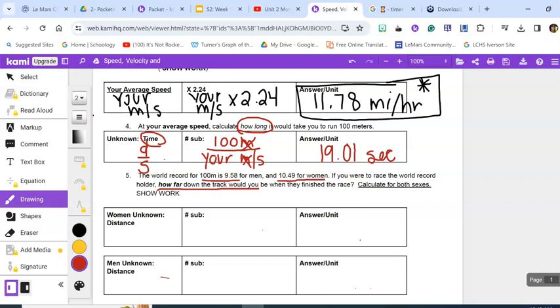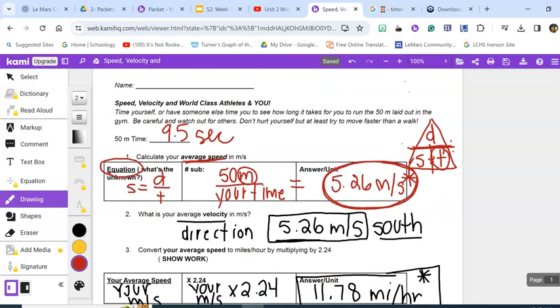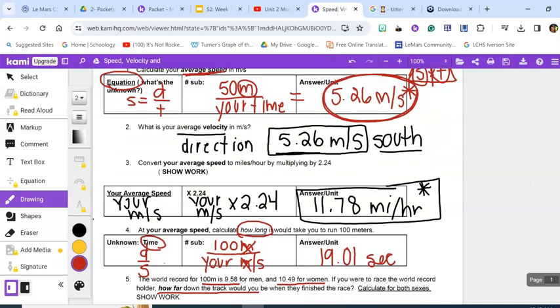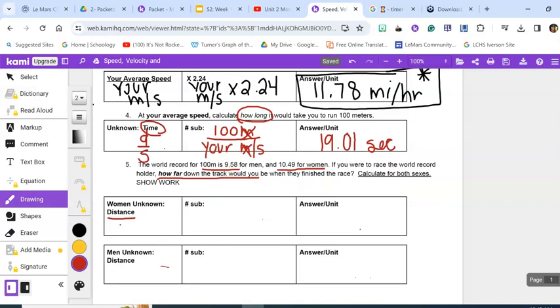Okay? So, what is the unknown? Distance. So, what's my equation? If the unknown is distance, what do I have to do? Speed times time. So what's my equation? Distance equals speed times time.